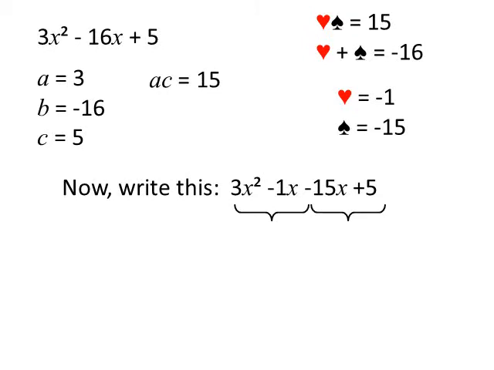So I'm taking the x outside the parentheses, and what I'm left with, when I divide both terms by x, is 3x minus 1, because x squared divided by x is x. And on the second two terms, I can take out a negative 5. They both divide, 15x and 5x both divide by 5, and I'll take out a negative 5 because I want the first term to always be positive.